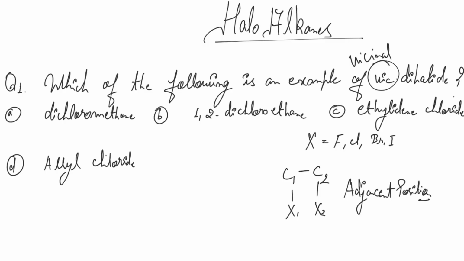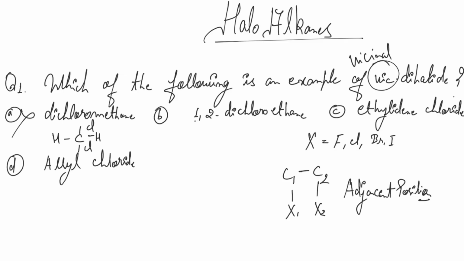So what you expect in the first example, dichloromethane, okay? So dichloromethane, what will be the chemical formula? C, and there will be two hydrogens, right? And two chlorines, right? So here you can see that both the chlorines are on the same carbon, okay? So this can't be your answer.